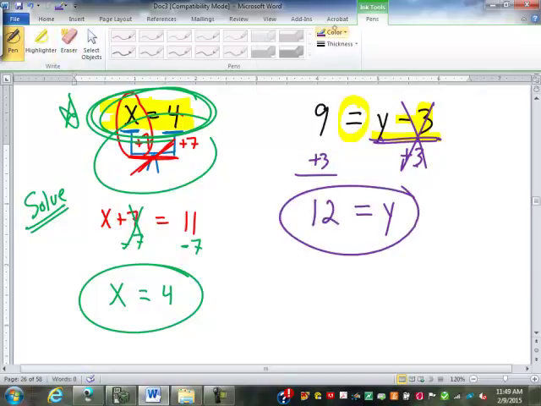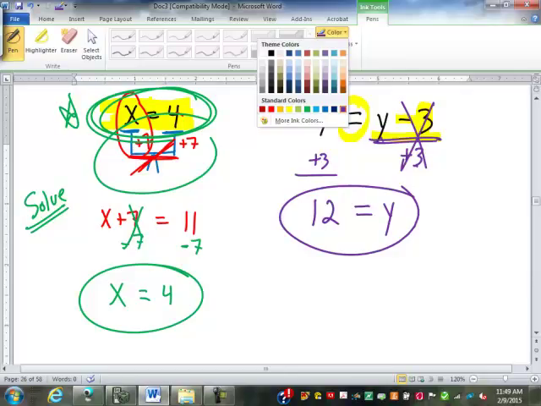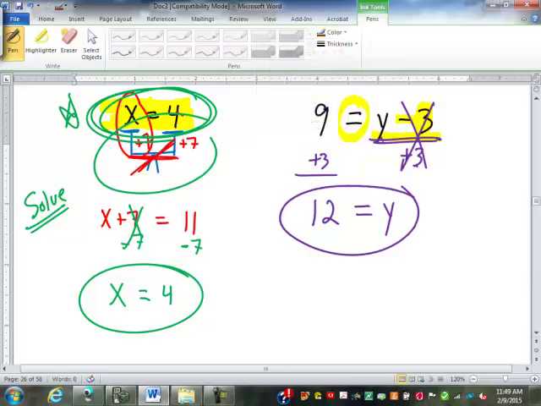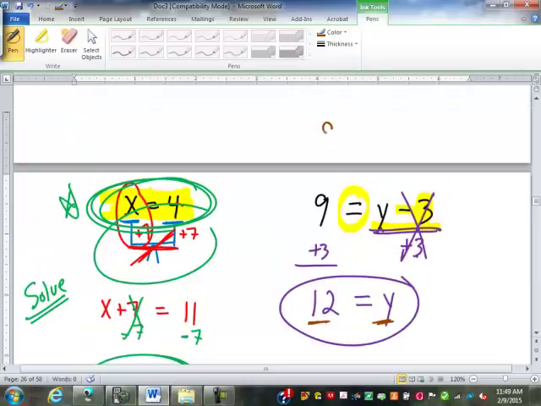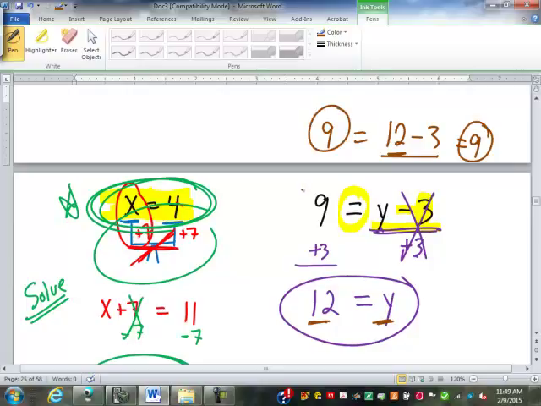So y equals 12. If we're unsure of ourselves, we can always double check by going up to this original equation and replacing the y with 12, and seeing if we get the same value on each side. So replace the y with 12. 12 minus 3 equals 9. So we do have the same value on each side of the equation.